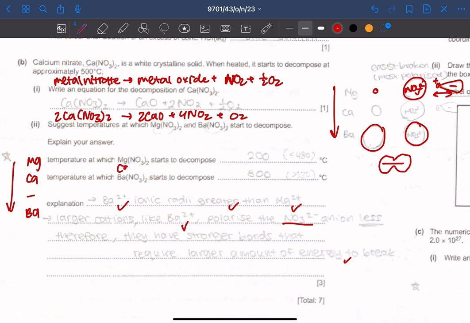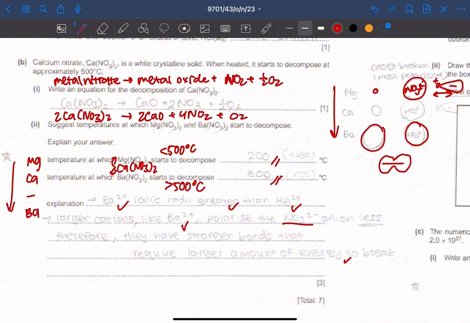Therefore a lower temperature is required to decompose Mg(NO3)2 compared to Ba(NO3)2. And because Ca(NO3)2 is in between them, Mg(NO3)2 should have a decomposing temperature of lower than 500 degrees Celsius, and barium nitrate should have a decomposing temperature of larger than 500 degrees Celsius. As you can see, I've written 200 degrees Celsius and 800 degrees Celsius.